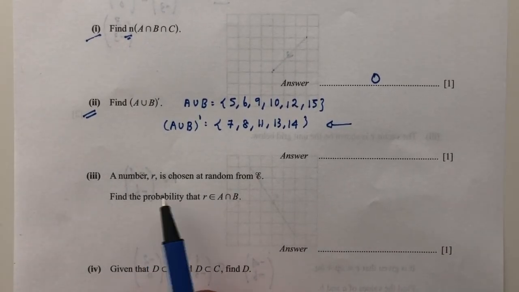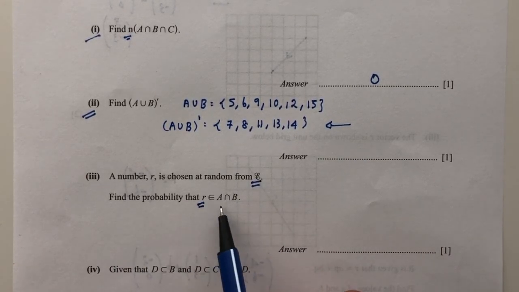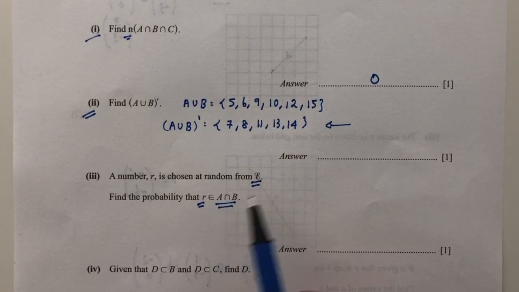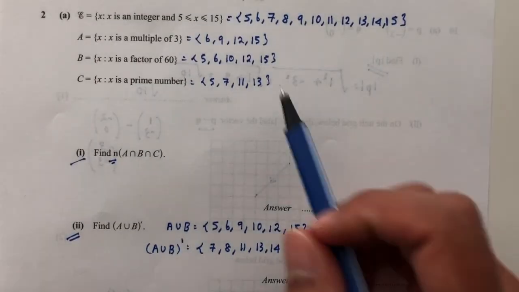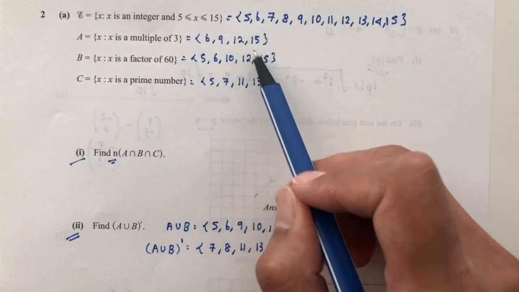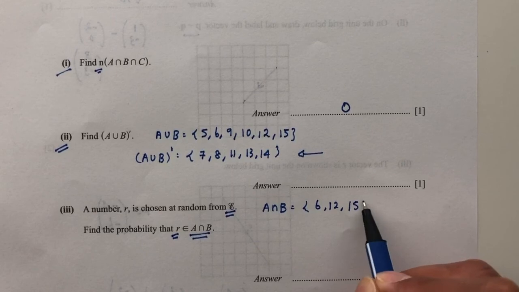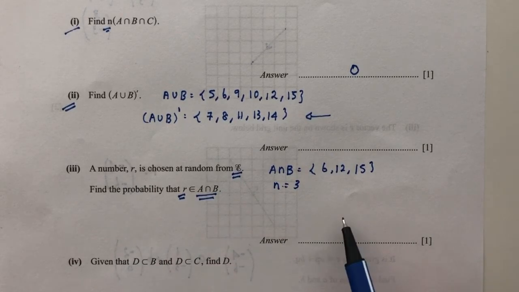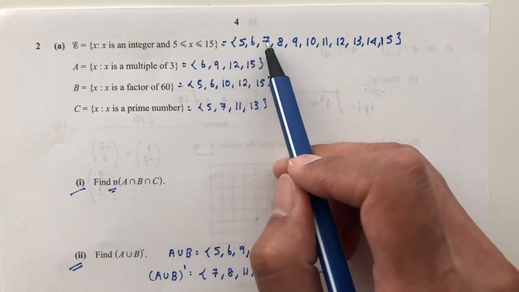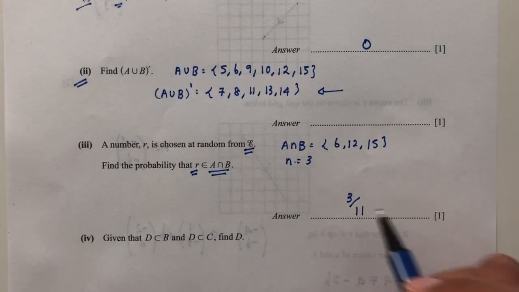A number R is chosen at random from the universal set. Find the chance that R is in this set. In this set, let's see how many elements we have in A intersecting B. We have this one, and this one. So only 3 elements, which is 6, 12, and 15. So for R, the number of elements is 3 in this. So the chance will be 3 over how many elements we have in total. We have 1, 2, 3, 4, 5, 6, 7, 8, 9, 10, 11. So 3 over 11 will be your answer.